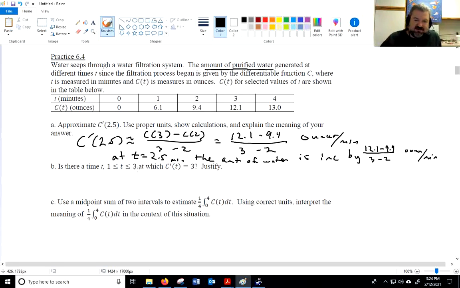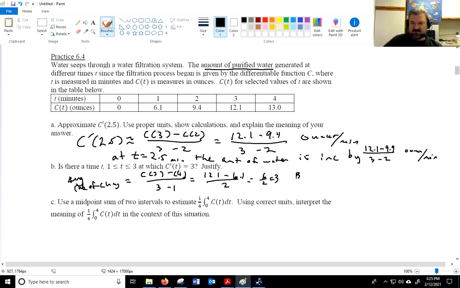Is there a time t from 1 to 3 at which c prime of t is equal to 3? Well, let's take a look at the slope of the secant line, or the average rate of change on the interval from 1 to 3. So the average rate of change from 1 to 3 would be equal to c of 3 minus c of 1 all over 3 minus 1. Well, c of 3 is 12.1, c of 1 is 6.1, and 3 minus 1 is 2. So that is going to be 6 over 2, which is 3.